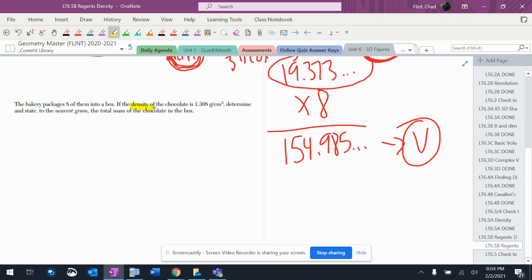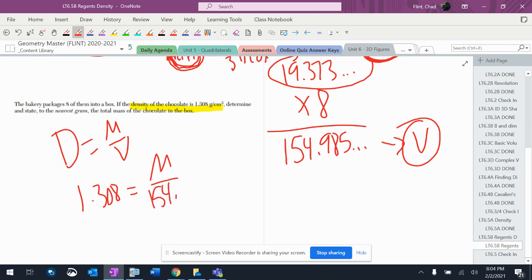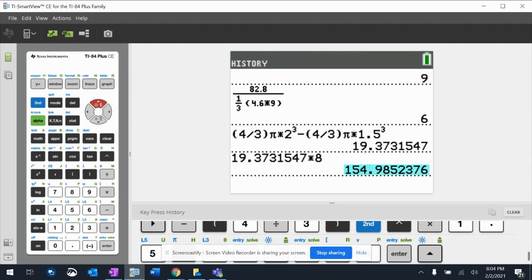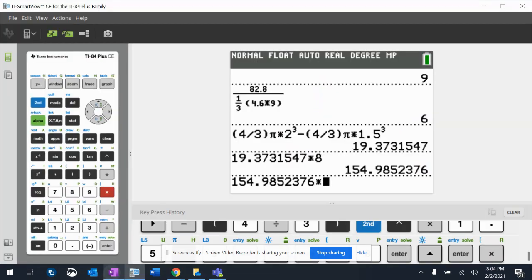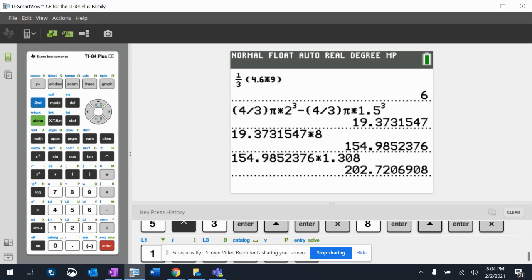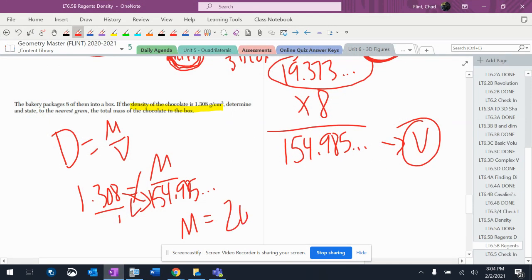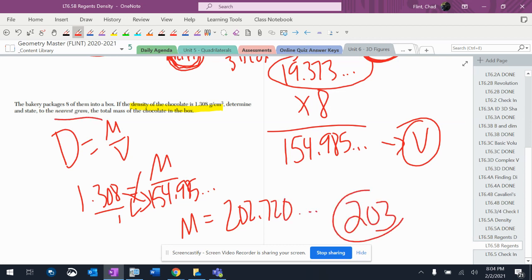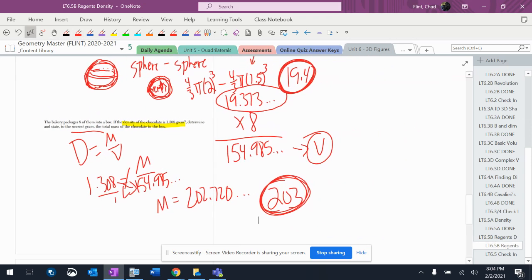It says the density of the chocolate is that. Density equals mass over volume. 1.308 equals mass over 154.985, over 1, cross multiply. Mass equals that number times 1.308, which gives me 202.720. Nearest gram, 203 grams. Okay, and that's an example right there of if you use the cross multiply thing, I'm okay.